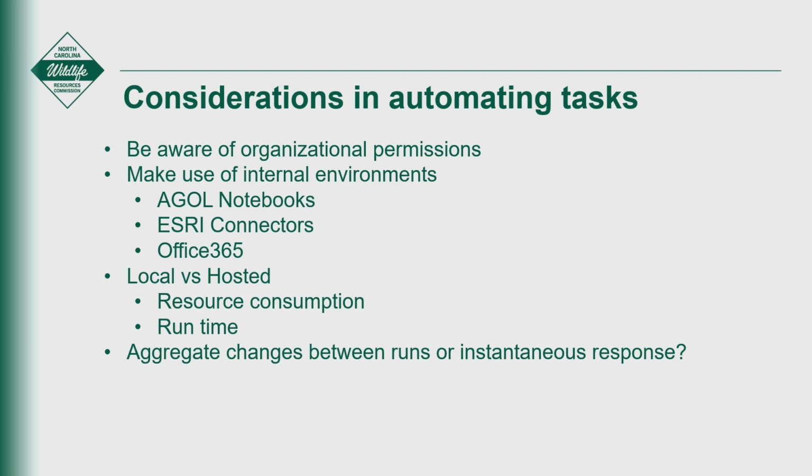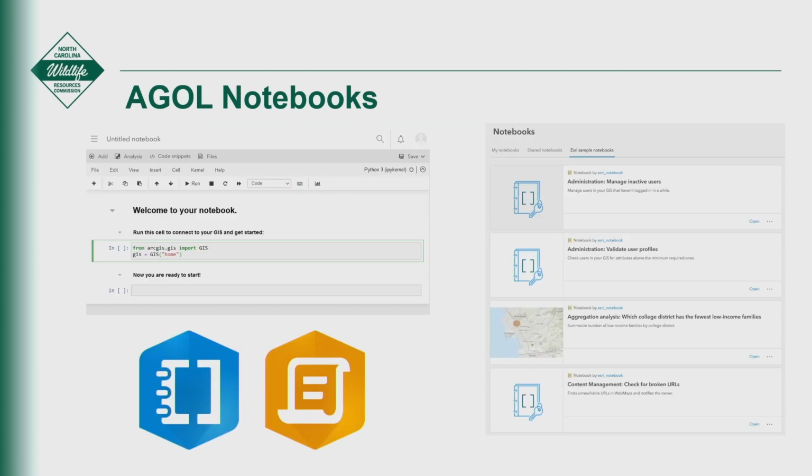And then finally, especially when we are thinking about sending notifications back and forth between applications, do I need an instantaneous response? Does somebody submit a survey and I need to know immediately what the response was in that survey? Or can I aggregate changes over a 24-hour period and then push all of those changes into a notification at one time?